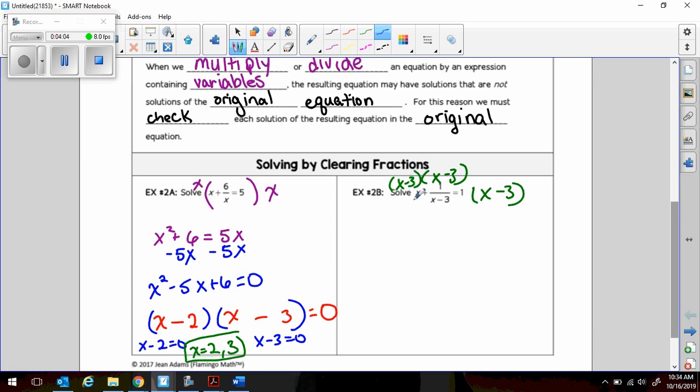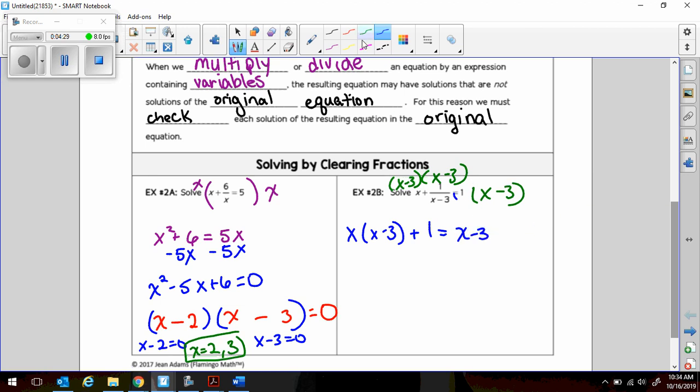X times x minus 3, we have to distribute it. I'm actually going to write it down so we don't skip that step. X times x minus 3, right? X minus 3 divided by x minus 3 is 1. That's why we did it, to get rid of it. And I think this is a 1 up here, so this is just going to be 1 plus 1 equals 1 times x minus 3 is just x minus 3.